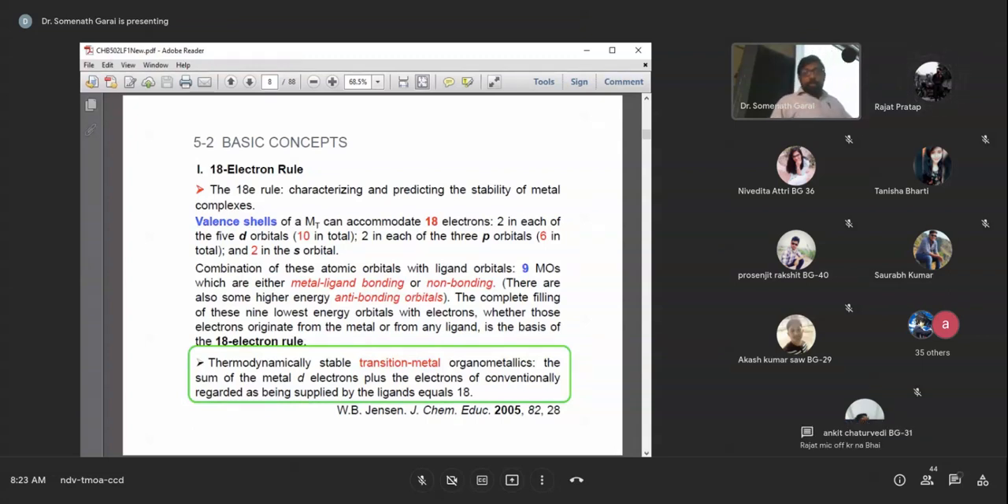Okay? Fine. So the 18 electron rule is actually characterizing and predicting the stability of the complexes. Then the next question comes: why is the 18 electron rule important? Why is it not a 16 electron rule? Why not a 14 electron rule? Why not a 20 or 22 electron rule? Why is it always 18?